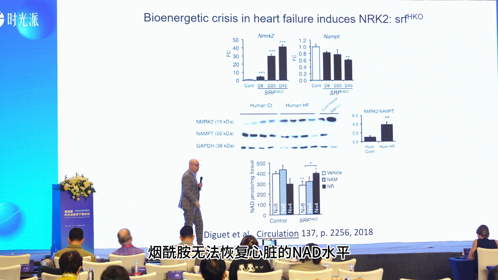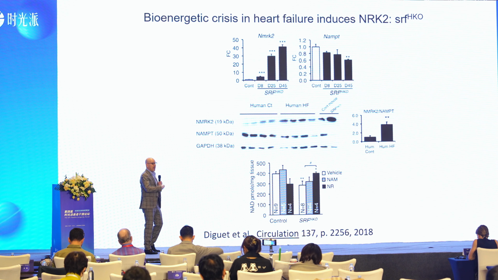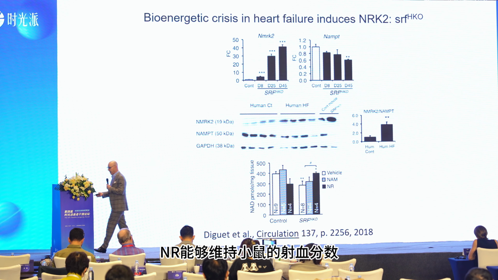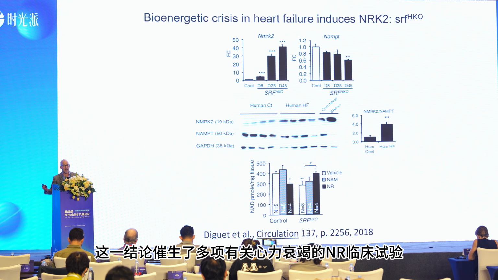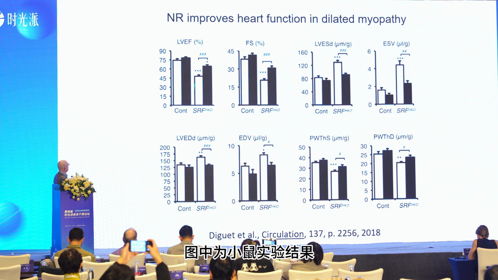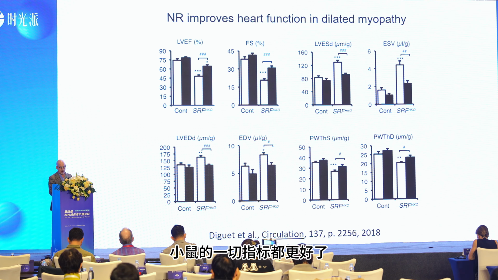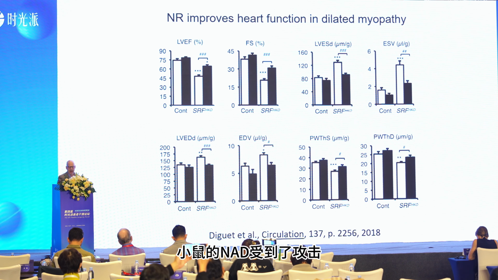You can't restore cardiac NAD with nicotinamide, but you can with oral nicotinamide riboside. And this preserves the ejection fraction of these mice. This has led to multiple registered clinical trials of nicotinamide riboside in the context of heart failure. So here's the mouse result. Left ventricular ejection fraction is better, fractional shortening is better, everything that we measured about these mice was better. Their NAD was under attack.